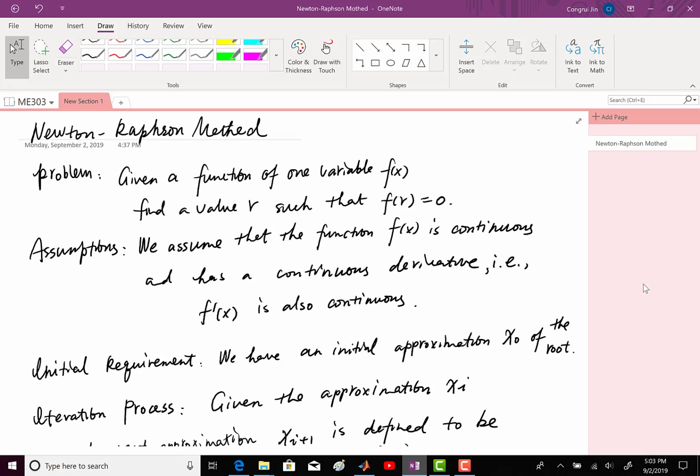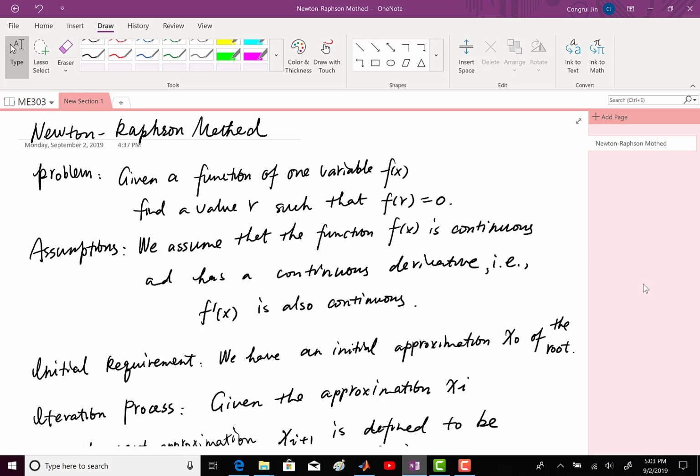Hello everyone, in this video we will talk about a new topic, the Newton-Raphson method. This method is very well known for its fast convergence. If it converges, it usually converges very fast. The problem is still the root finding problem.